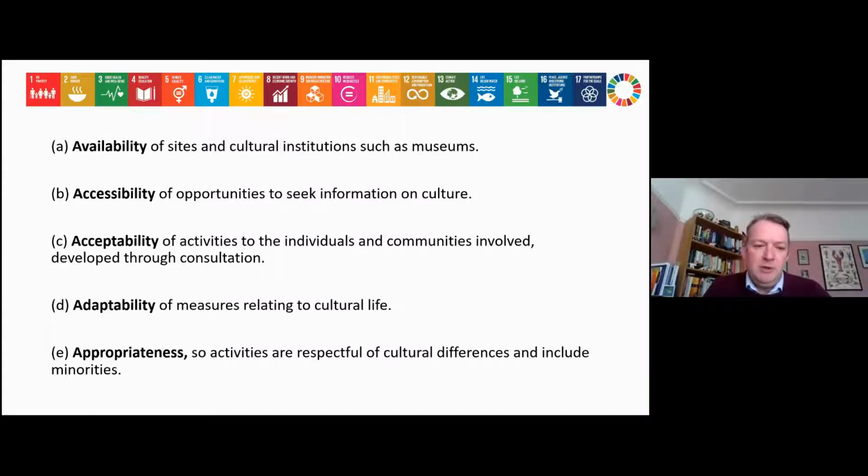They need to be adaptable, they need to be able to change as society changes, and they need to be appropriate. So they need to acknowledge that not everyone experiences cultural activities in the same ways, so they need to be respectful of cultural differences and any minorities involved, so that they can access the services. You find this 4 or 5 A's model very often with what are called human rights-based approaches.